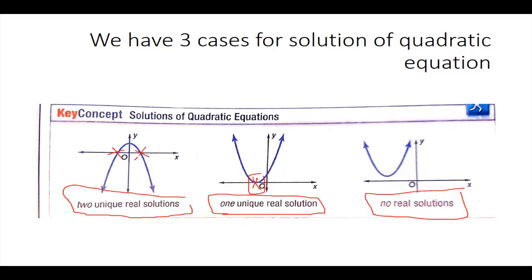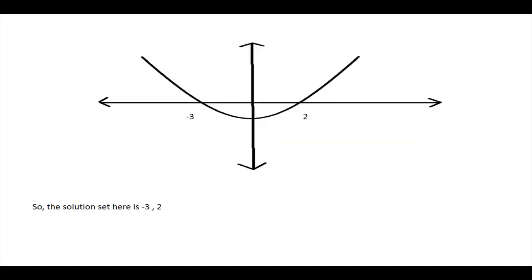So for the next example, here is the intercept between the curve and the x-axis, here is x. The intercept here is at -3 and -2.